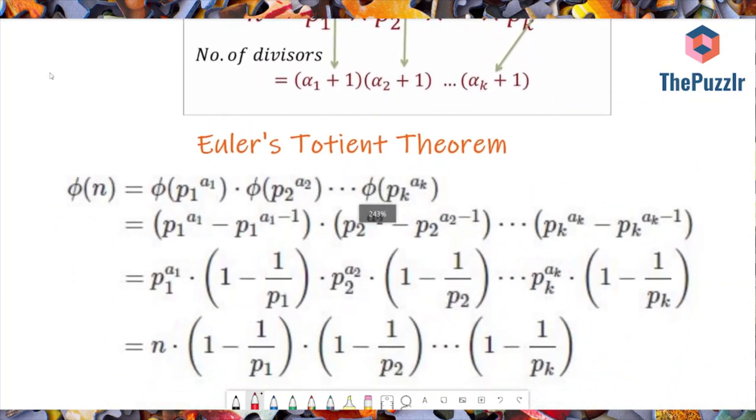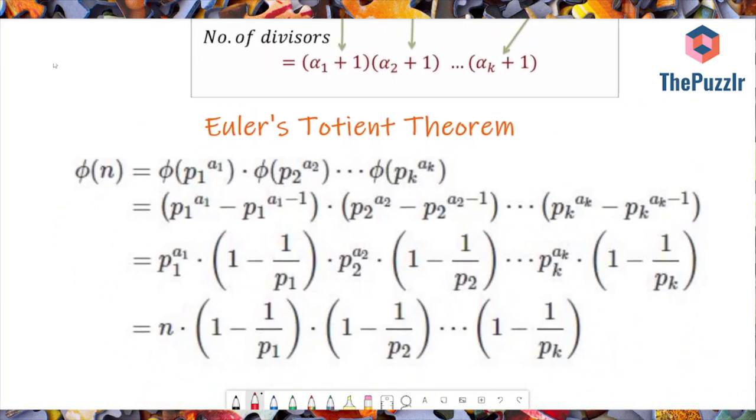Getting a bit more complex, Euler's totient theorem. This tells us how many numbers are relatively prime to some number n. It uses a symbol called the phi symbol, but you don't really need to know the notation. Basically, Euler's totient theorem tells us that phi of n is equal to n times (1 minus 1 over p1) times (1 minus 1 over p2) all the way to (1 minus 1 over pk), where p1, p2, all the way to pk are the distinct prime factors of the number n.